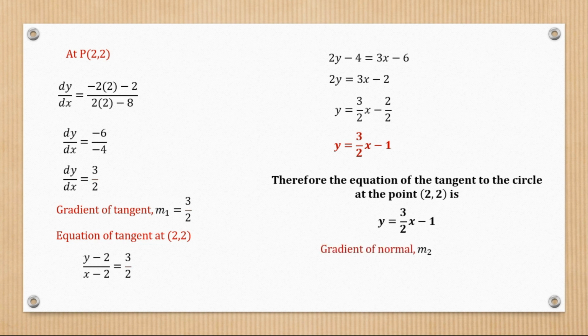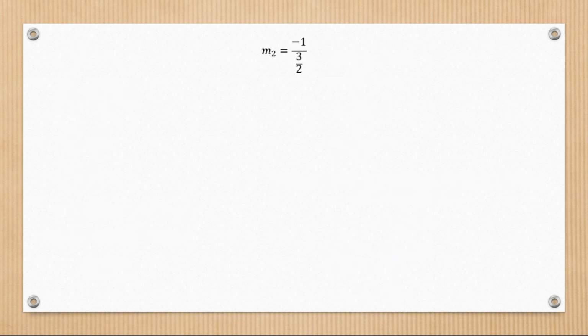So now that we know that, we've also been told to find the equation of the normal. First of all, to find the gradient of the normal m2, remember that a normal is perpendicular to the tangent. So that means that to get the gradient of the normal, we'll have m1 times m2 being equal to negative 1, of which m2 shall be equal to negative 1 over m1. Now we can see that m2 shall be equal to negative 2 over 3. So that shall be the gradient of the normal.